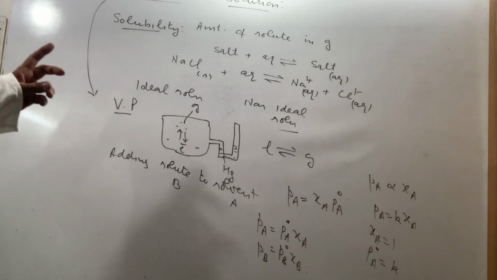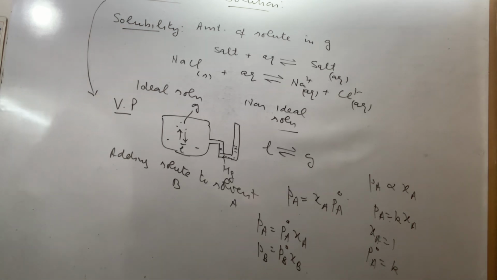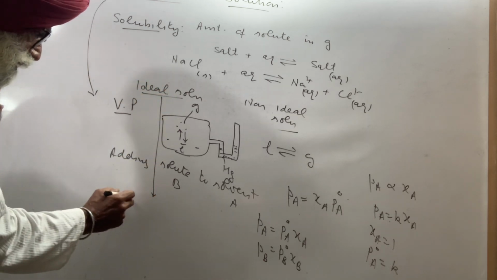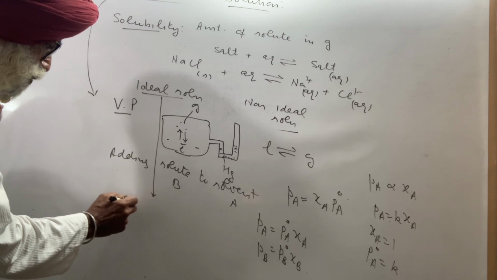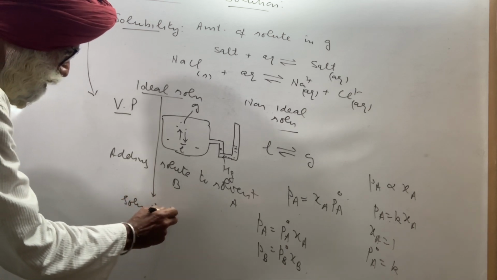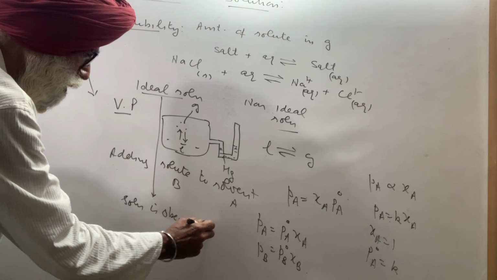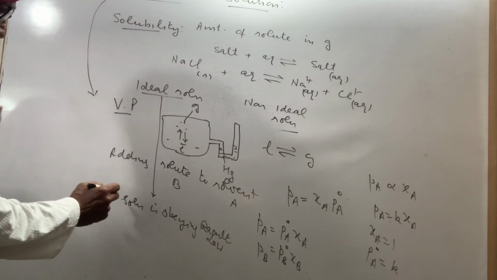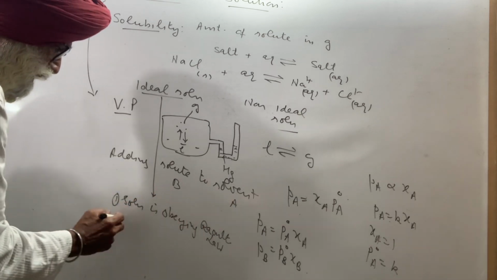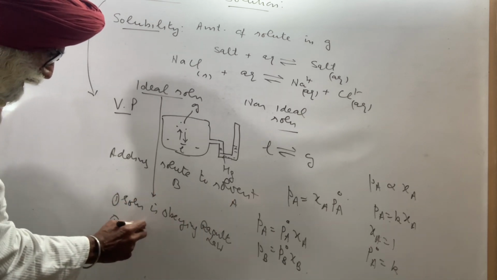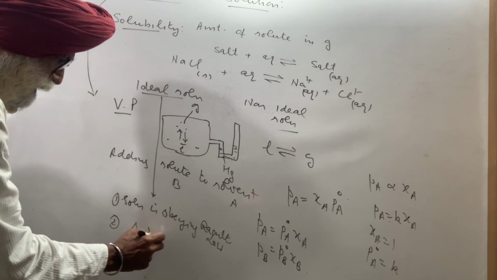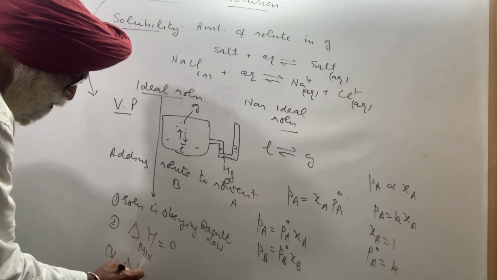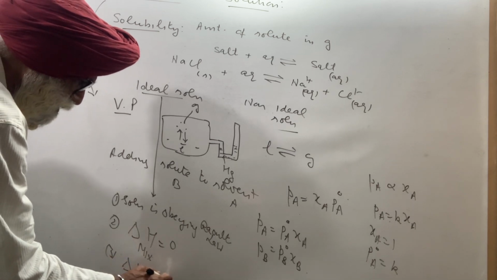So what is an ideal and non-ideal solution? An ideal solution means when the solution is obeying Raoult's law. Right? So delta H mixing is equal to 0, and delta V mixing is also 0.